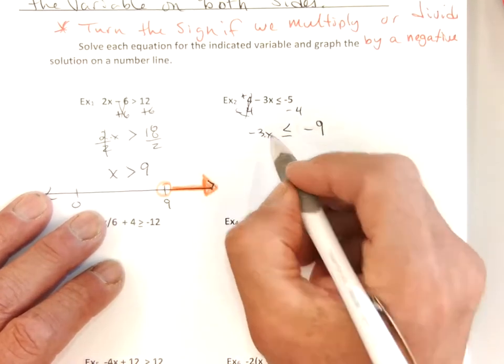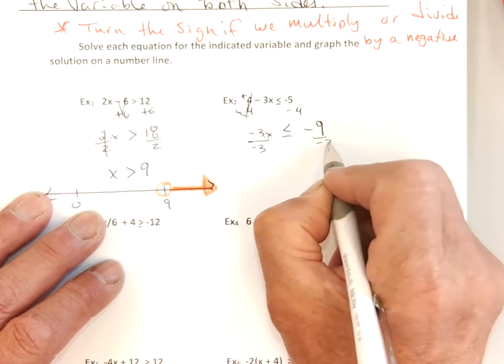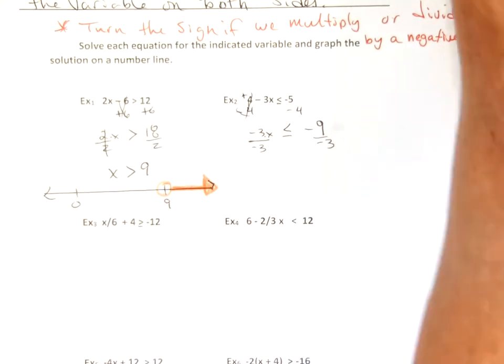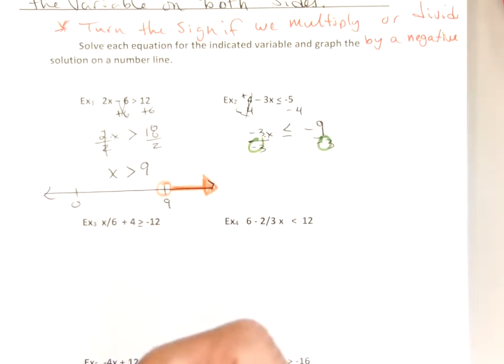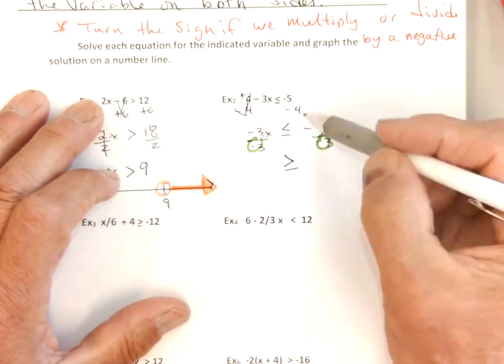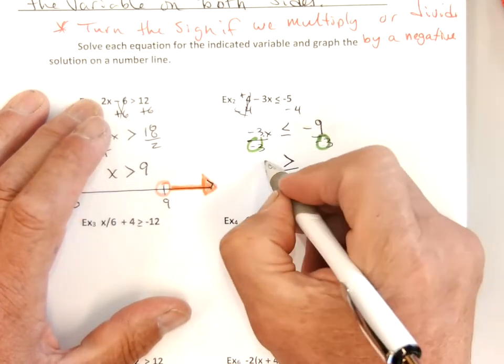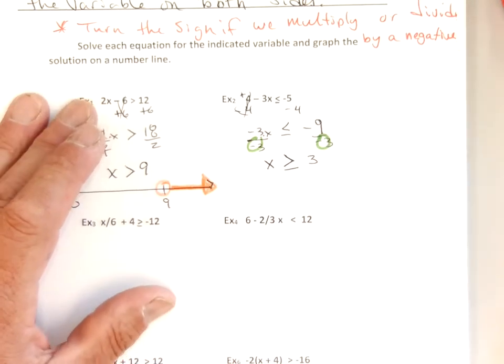That's negative 3 times x, so I'm going to undo it by dividing by negative 3. But I divided by a negative, so I flip the sign. So I'm going to take and flip the sign to greater than or equal to. 3's cancel, negatives cancel. Negative 9 divided by negative 3 is a positive 3, okay? So I did need to switch the sign, okay?